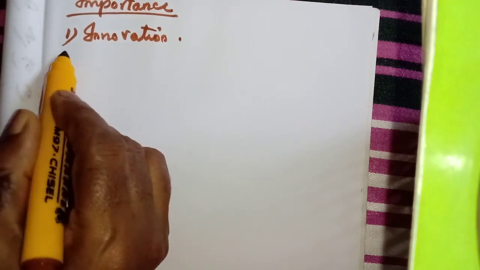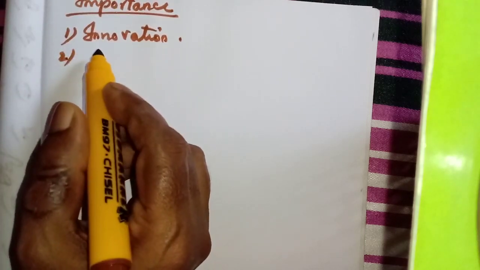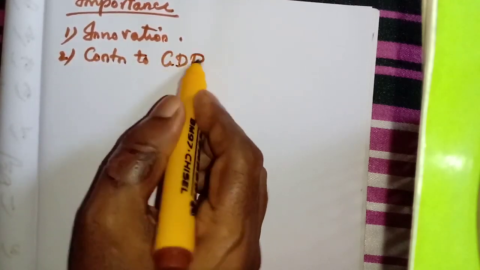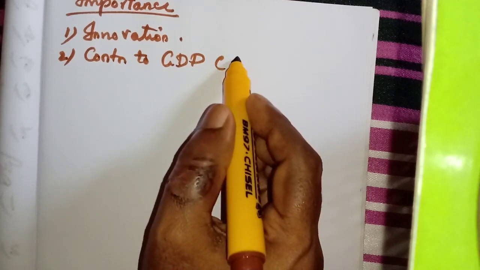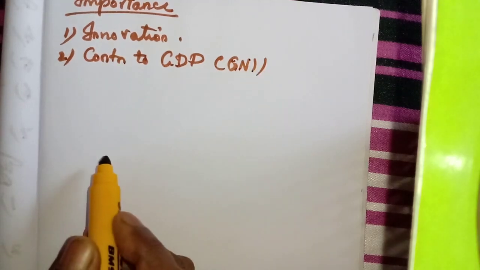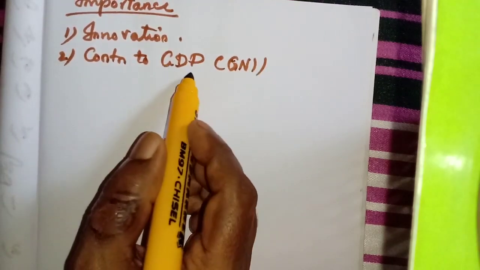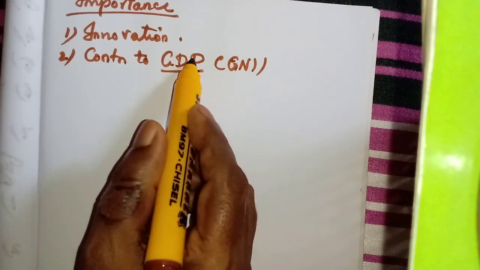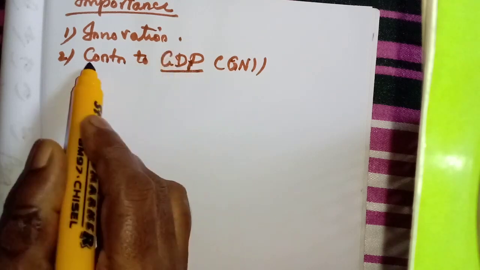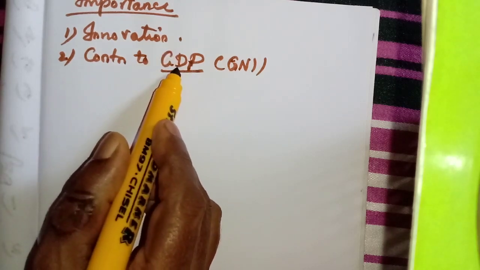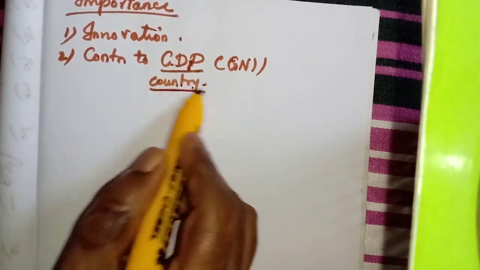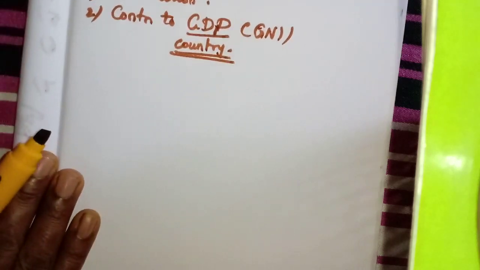Then, contribution to gross domestic product or gross national income. Here, what is the gross domestic product? The total production of the country. Because he starts a new organization, he is contributing to the gross domestic product of the country. For economic development, entrepreneurship is contributing more.